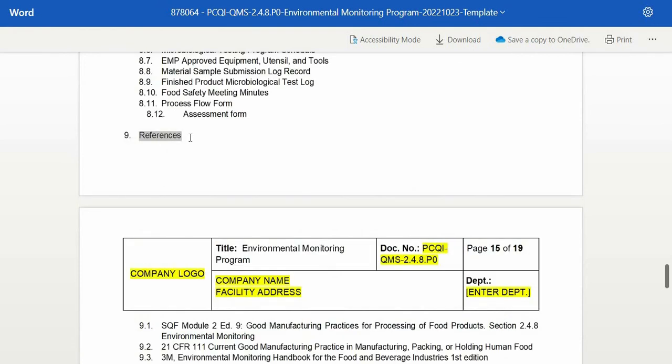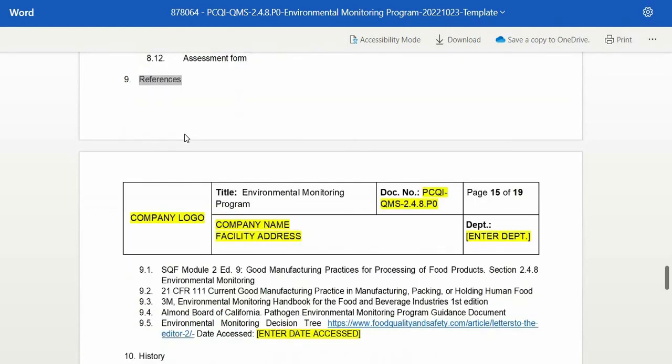Ninth is references. The reference section is composed of guides utilized to implement the program. Examples are the certification guide, regulations, and other widely accepted scientific journals, research, and the like. It must comply with the standard format citation, which can be based on either MLA, APA, or the Chicago style, and update the access date.